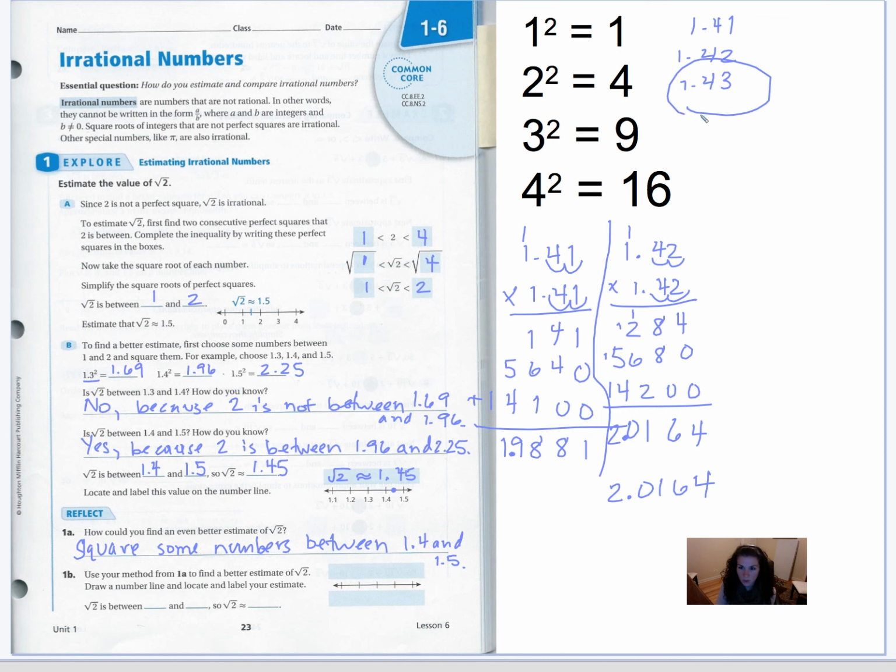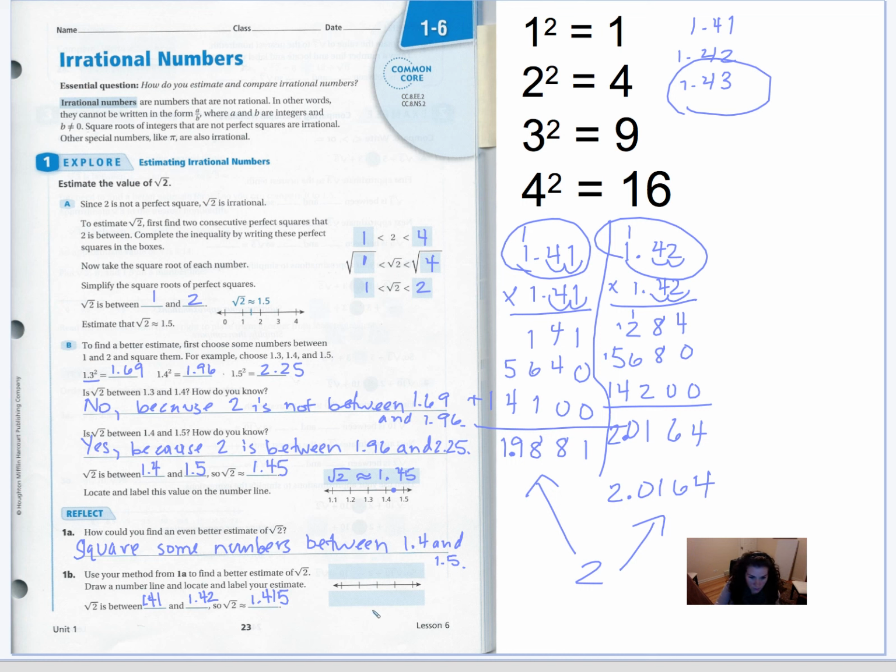Now, can you tell? We don't even have to do 1.3. If you're wondering why, I know that I can stop because 2 would be between 1.9881 and 2.0164. So I know it's got to be between these two numbers. But remember, it's not between these two, it's between the original numbers that we multiplied. So the square root of 2 is between 1.41, sorry about that, and 1.42. So I'll estimate it at approximately 1.415 because I know that it's between these two numbers, so I just went halfway between. We don't need to go any more specific than that.